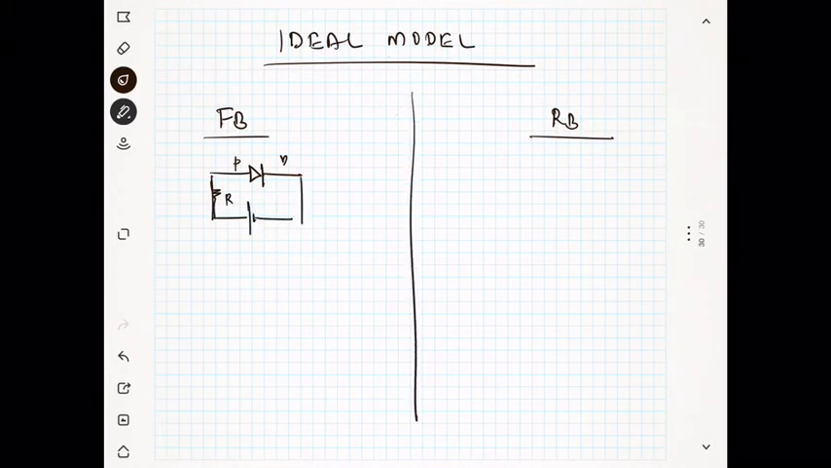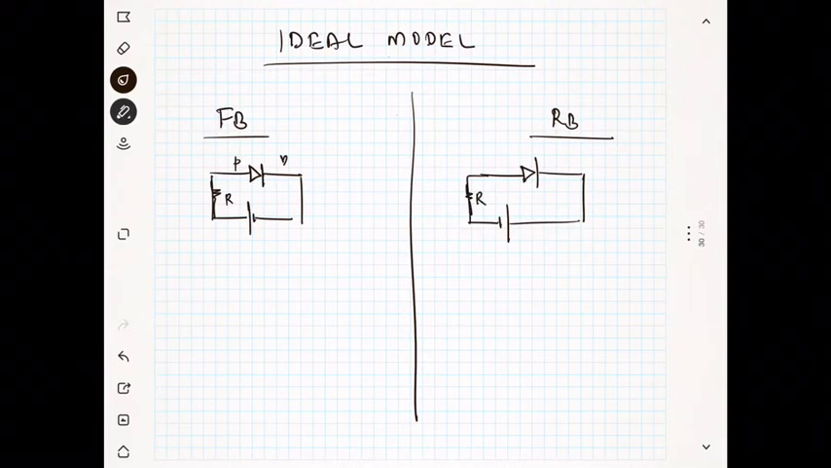In the reverse bias you have the diode like this, but you change the battery condition. That's it, and you have the resistance R. R is actually not required in reverse bias because there is no current anyway, but for safety reasons we usually put R. So you can see it is reverse bias.